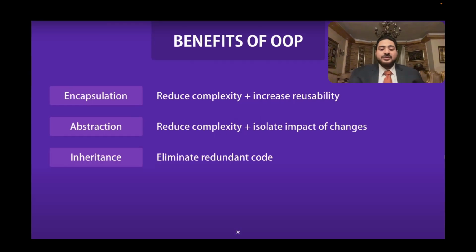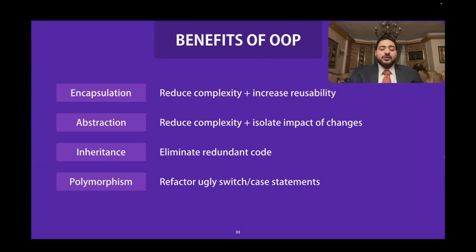Third, we talked about inheritance and how it eliminates redundant code by putting common attributes and common methods inside one parent class and inheriting from this class. Finally, we talked about polymorphism and how it can refactor an ugly switch case statement by writing a different implementation of a parent method inside each and every one of the children.